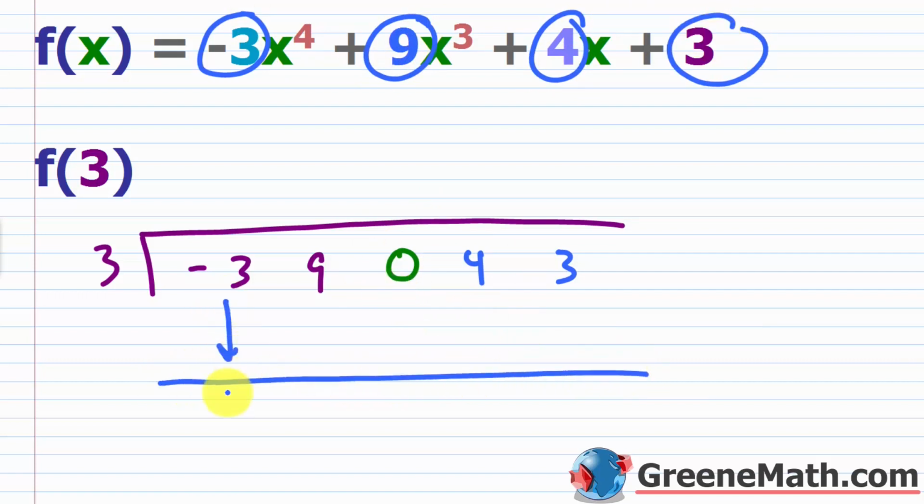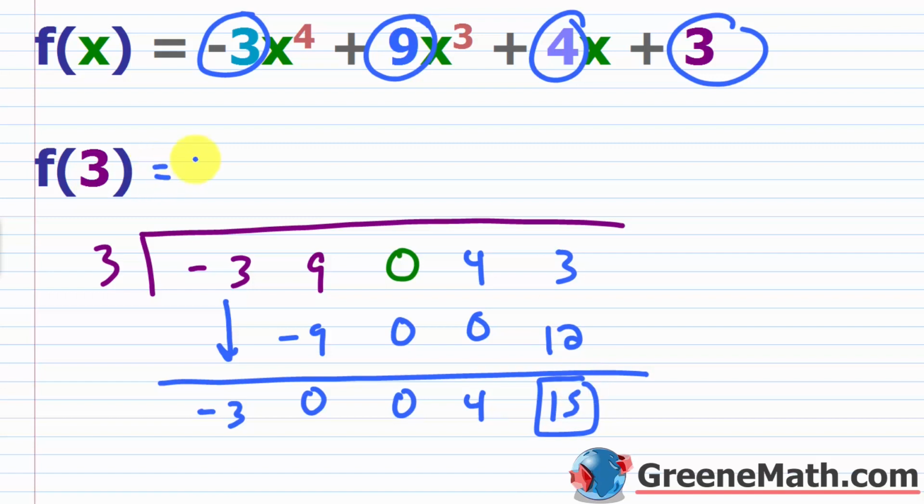All right, let's drop this down. So we have negative 3 here. 3 times negative 3 is negative 9. 9 plus negative 9 is 0. 3 times 0 is 0. 0 plus 0 is 0. 3 times 0 is 0. 4 plus 0 is 4. 3 times 4 is 12. 3 plus 12 is 15. So my remainder here is 15, so f of 3 is 15.